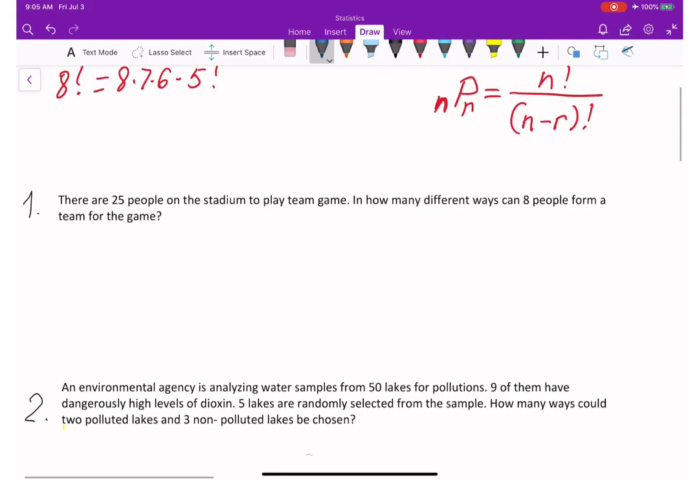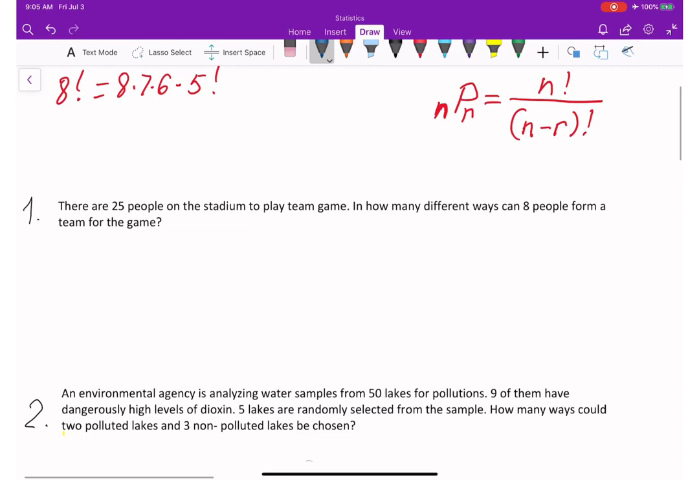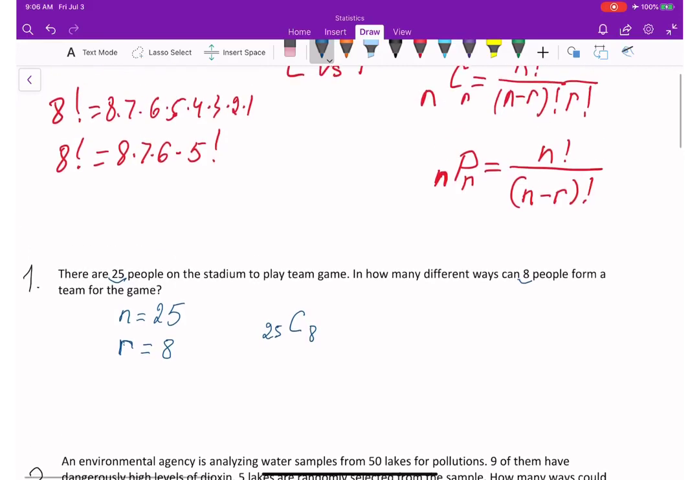There are 25 people at the stadium to play a team game. In how many different ways can 8 people form a team for the game? So what do we have here? We have n equal to 25, and our selected people is 8. Now, is the order important? Which one you will choose out of 8? Which one you will choose first? No, of course it's not important. Therefore, we are using combination. So combination 25 and 8, meaning 8 out of 25, and here is your formula.